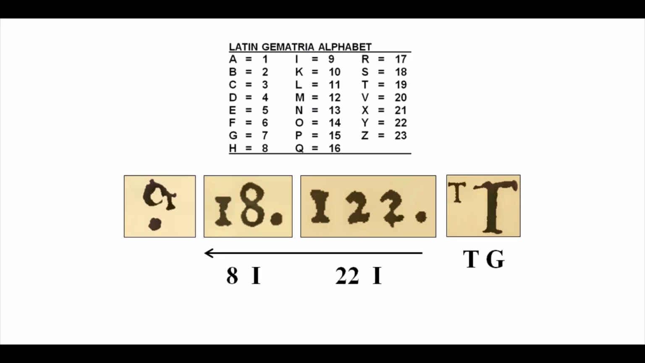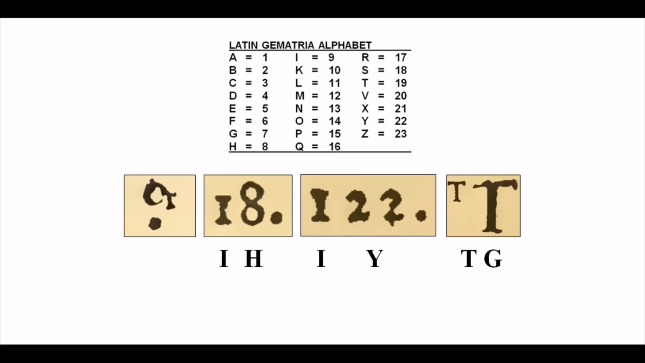Like I mentioned earlier, printers of the day use the same character for both 1 and the letter I. Instead of 221, it's meant to be read as 22I, and 81 is 8I. Reading right to left and applying Latin alphabet gematria, 22 is equal to the letter Y, followed by I, and 8 is equal to the letter H, followed by I.